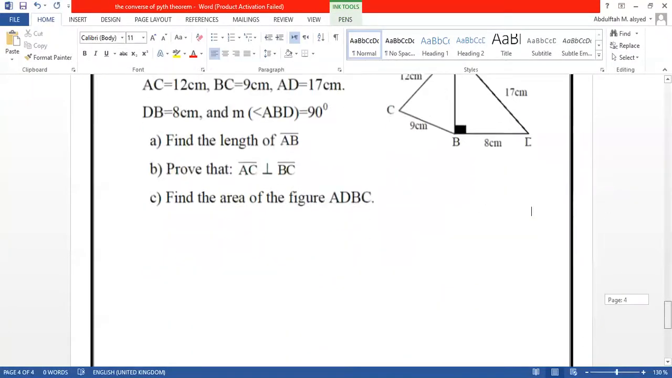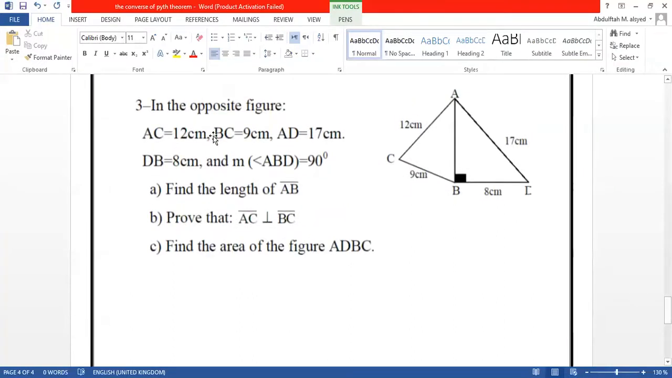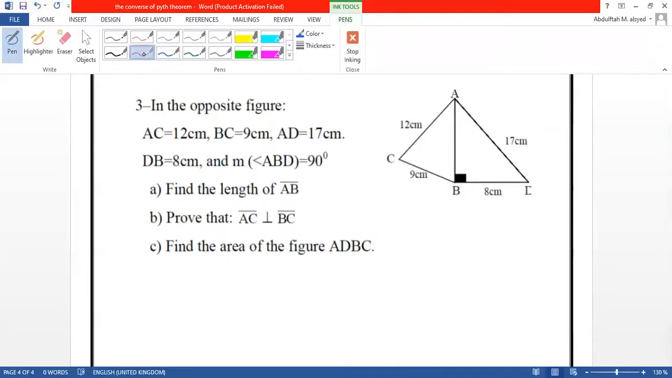Number 3 says in the opposite figure, AC equals 12, BC equals 9 centimeter, AD, this is D, AD equals 17 centimeter, BD equals 8, and the measure of the angle ABD equals 90 degrees. Find the length of AB. This is the first required.